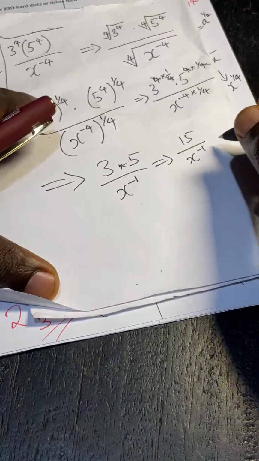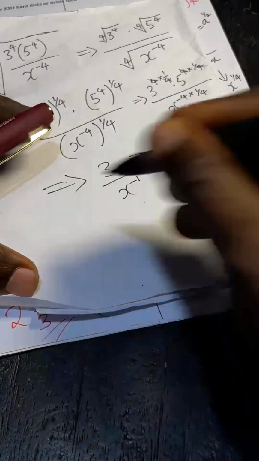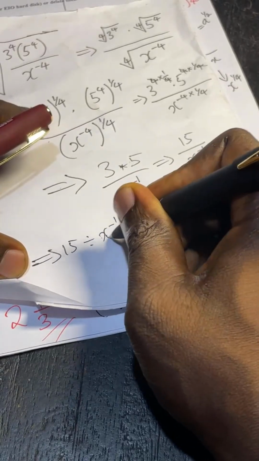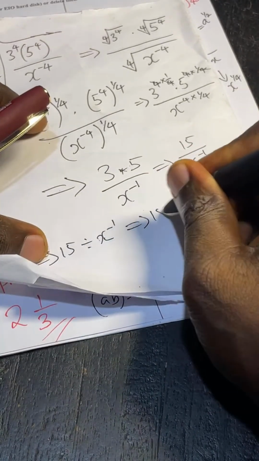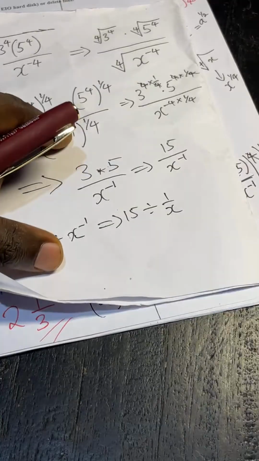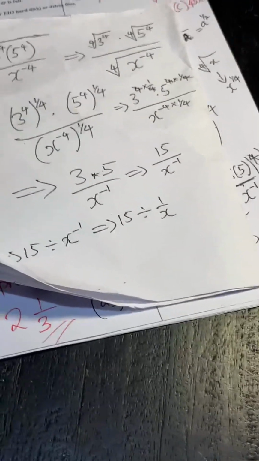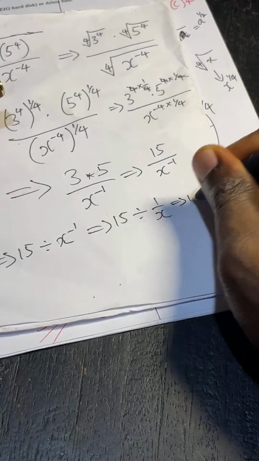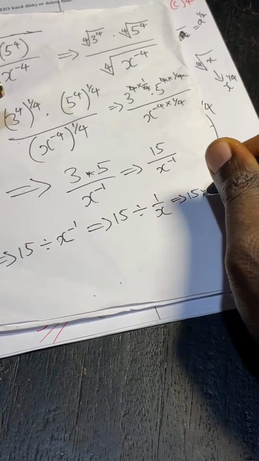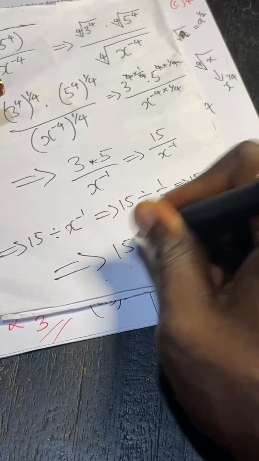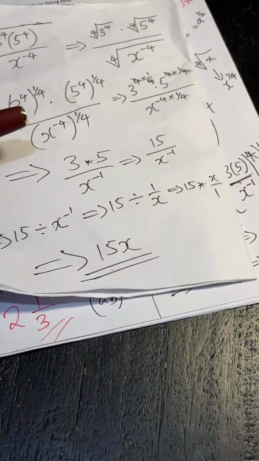I hope you know x power minus 1; just turn it into a division so that you don't have an issue. That gives you 15 divided by x power minus 1, which is 15 divided by 1 over x. So 15 divided by 1 over x gives you 15 times x over 1. Everything will still give you 15x. You see it now? Everything will still end up giving you 15x.